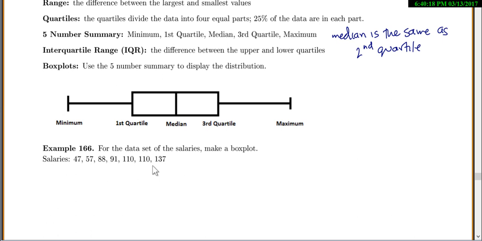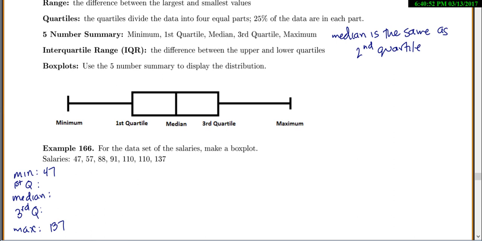So for this set of data, let's make a box plot. We have salaries 47 up to 137. So to do a box plot, you need to know your 5-number summary. So minimum, first quartile, the median, third quartile, and maximum. So minimum is easy to look at that list, which is in order, and see that the smallest is 47. Your biggest is 137, so that would be your max.